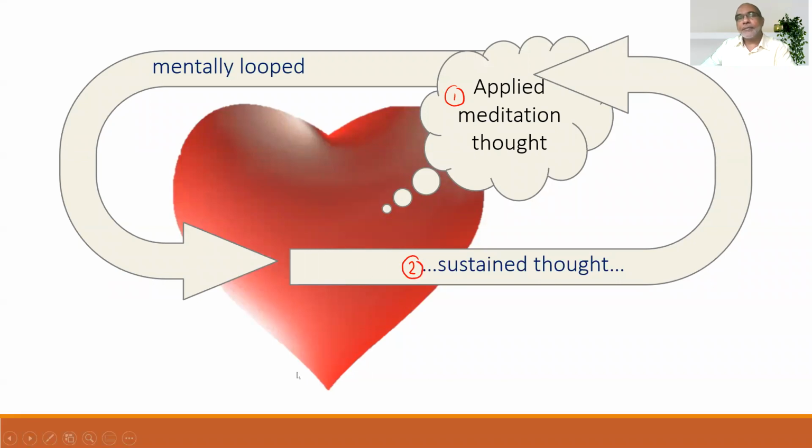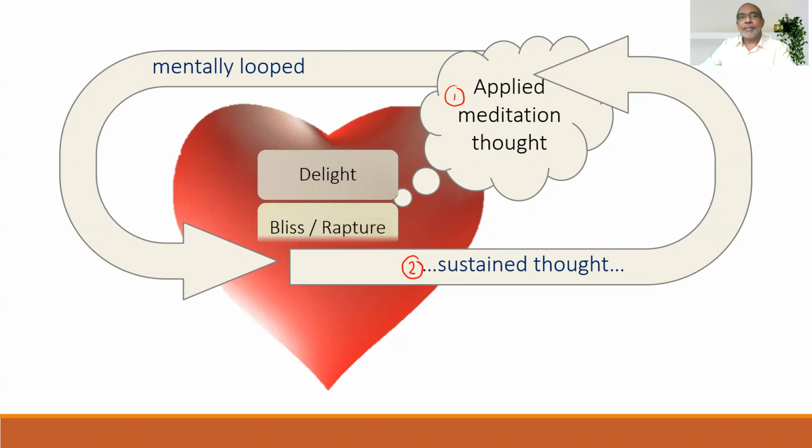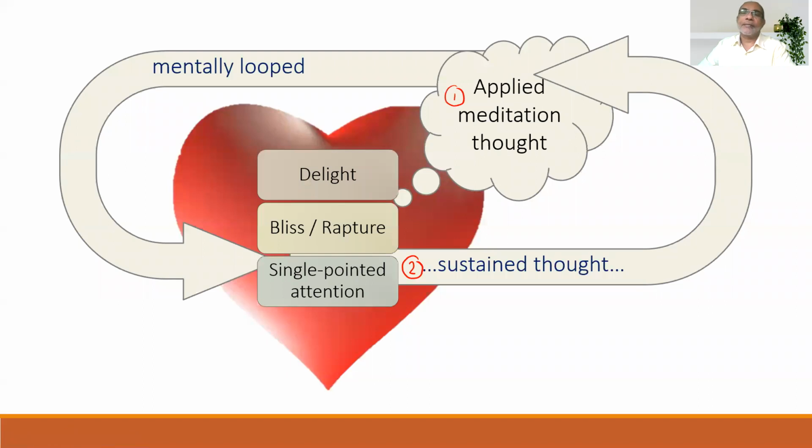And when you sustain for a period of time during meditation, delight will appear in the mind, bliss will appear in the mind, and single-pointedness will settle. Now the mind has been completely taken up or taken over by the jhanic factors. Hindrances will be completely absent. This is what we want to achieve to reach the first absorption state.